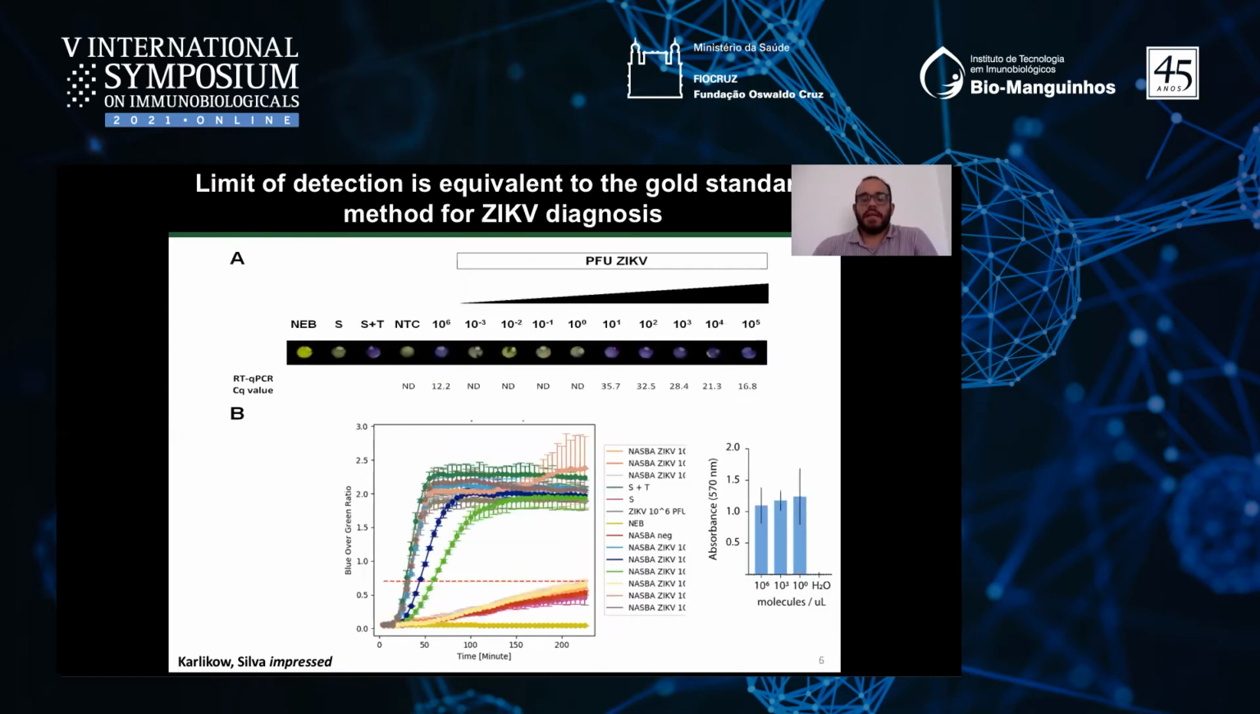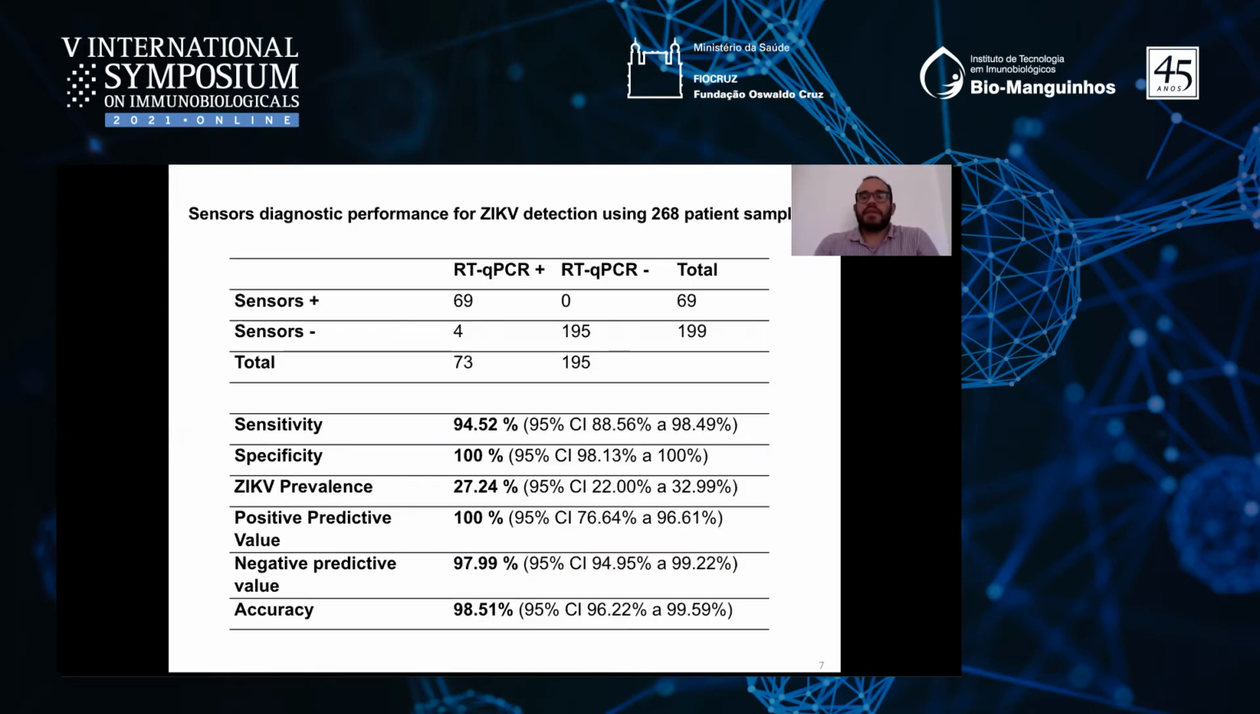Then we evaluated the analytical sensitivity. For that, we did a serial dilution of Zika virus and then tested side by side using our sensors and RT-qPCR, and the results demonstrate a similar sensitivity between both techniques. Finally, we validated the sensors for Zika virus detection using 268 patient samples from 3 different countries in Latin America, including Brazil, Colombia, and Ecuador, and the results demonstrate an accuracy of 98%.